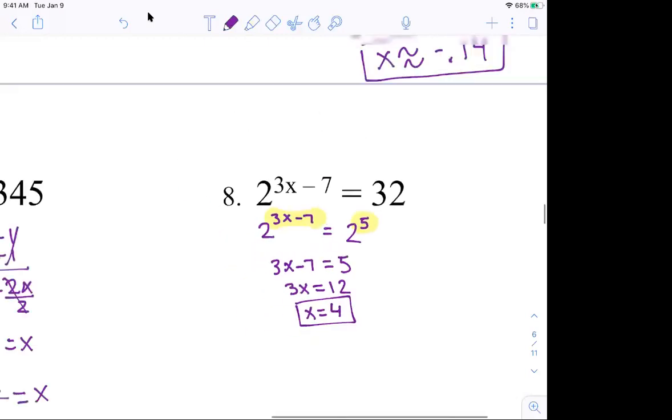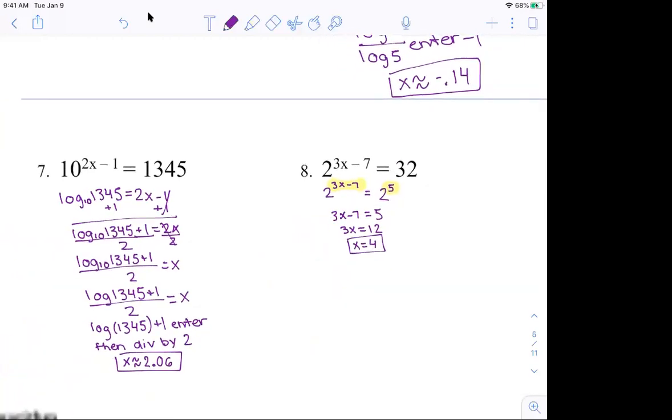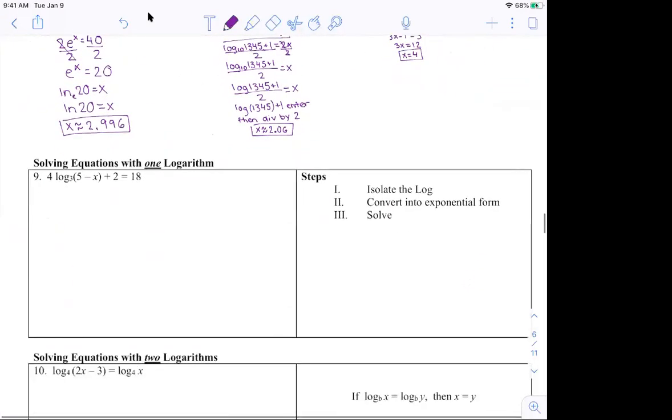So I hope I didn't trick any of you out there, but I just want to remind you, the first goal should be to try to get them to be the same base. And if they are, it's very easy solving. A lot of times you don't need a calculator.